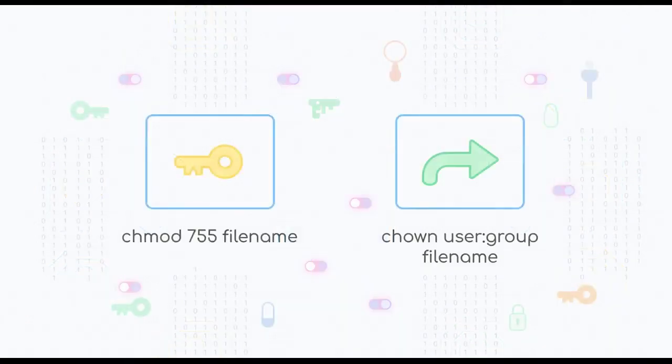The chmod command changes permissions on a file or directory. You can use it with octal numbers like chmod 755 or with symbolic notation like chmod u+x to add execute for the owner. The chown command changes who owns the file. It reassigns the owner and optionally the group.